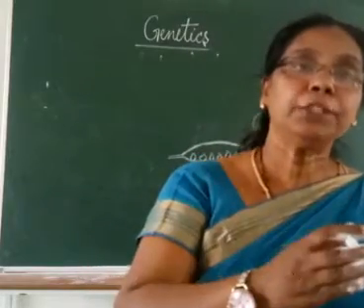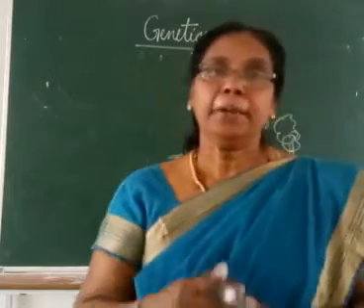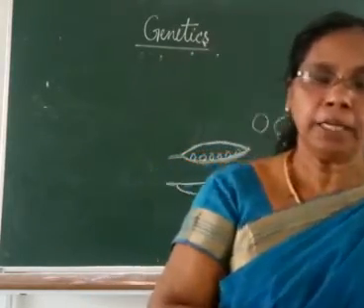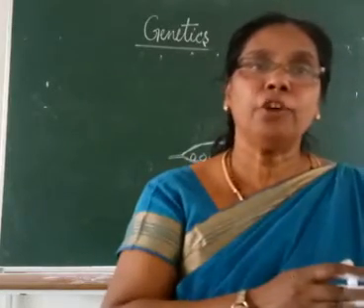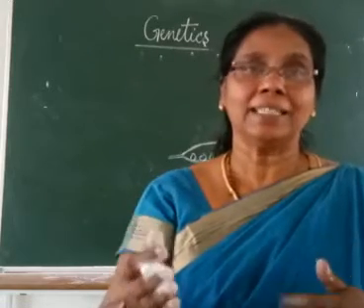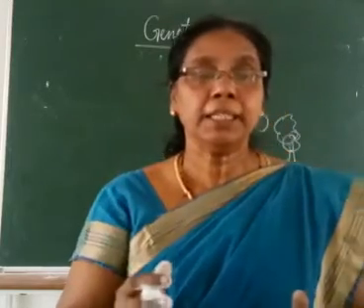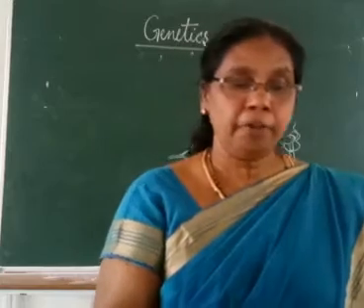In all these cases, purple, white, yellow, green, you can see that a dominant one is there and a recessive one is there. Dominant means the super ruling one. Recessive means that in the presence of the dominant, it will not show that character. So each trait has a dominant and a recessive. Let us see one by one.